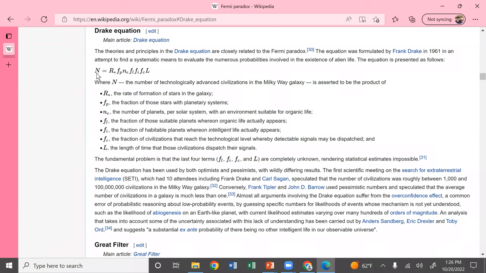of technologically advanced civilizations in the Milky Way, where R is the rate of formation of stars, F sub P is the fraction of those stars with planets, N sub E is the number of planets per solar system, F sub L is the fraction of suitable planets whereupon organic life actually appears, F sub I, and so on. You basically make all these assumptions and work backwards from them. We only have a sample size of one, but we could guess that. Let's throw out a number and say the probability is this for the likelihood of habitable planets. And we're getting better numbers for all of these, right?